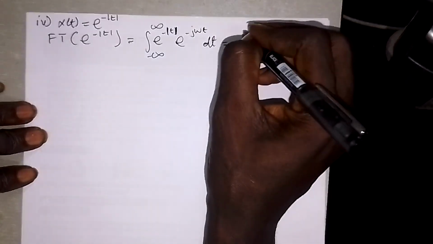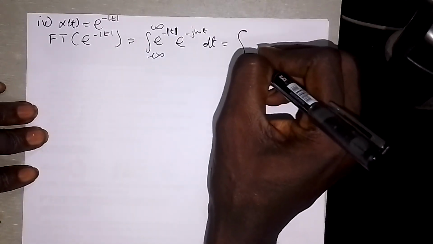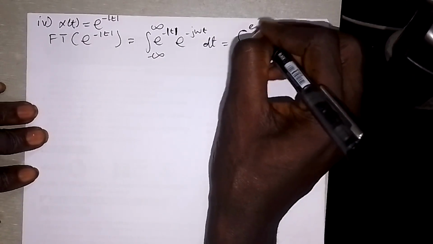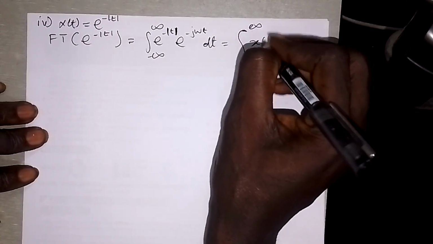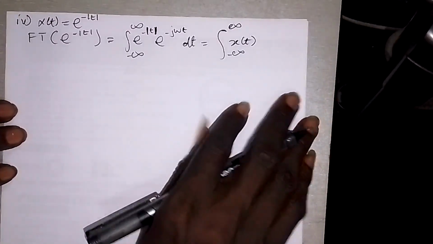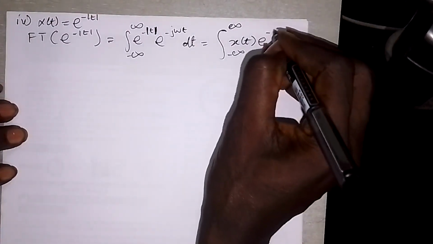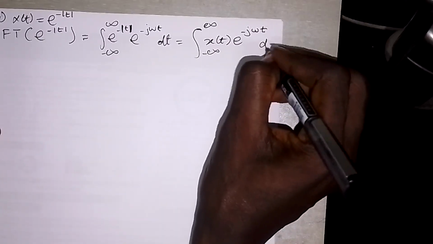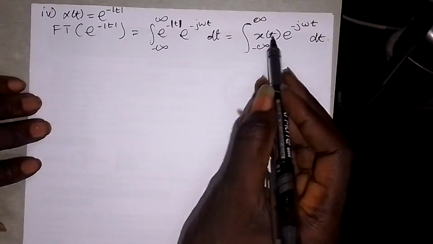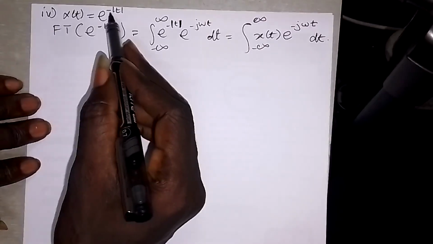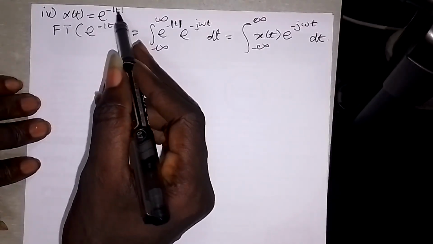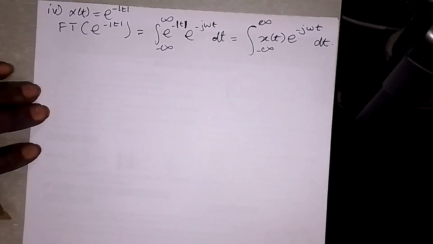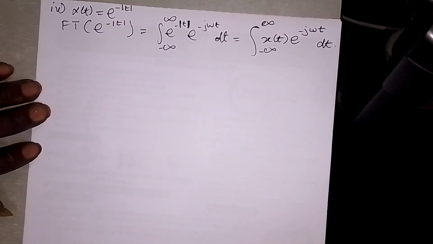This is actually the same as minus infinity to infinity, x of t into e to the minus j omega t dt. Here our x of t is e to the power minus mod t. Okay, so that is how it is.